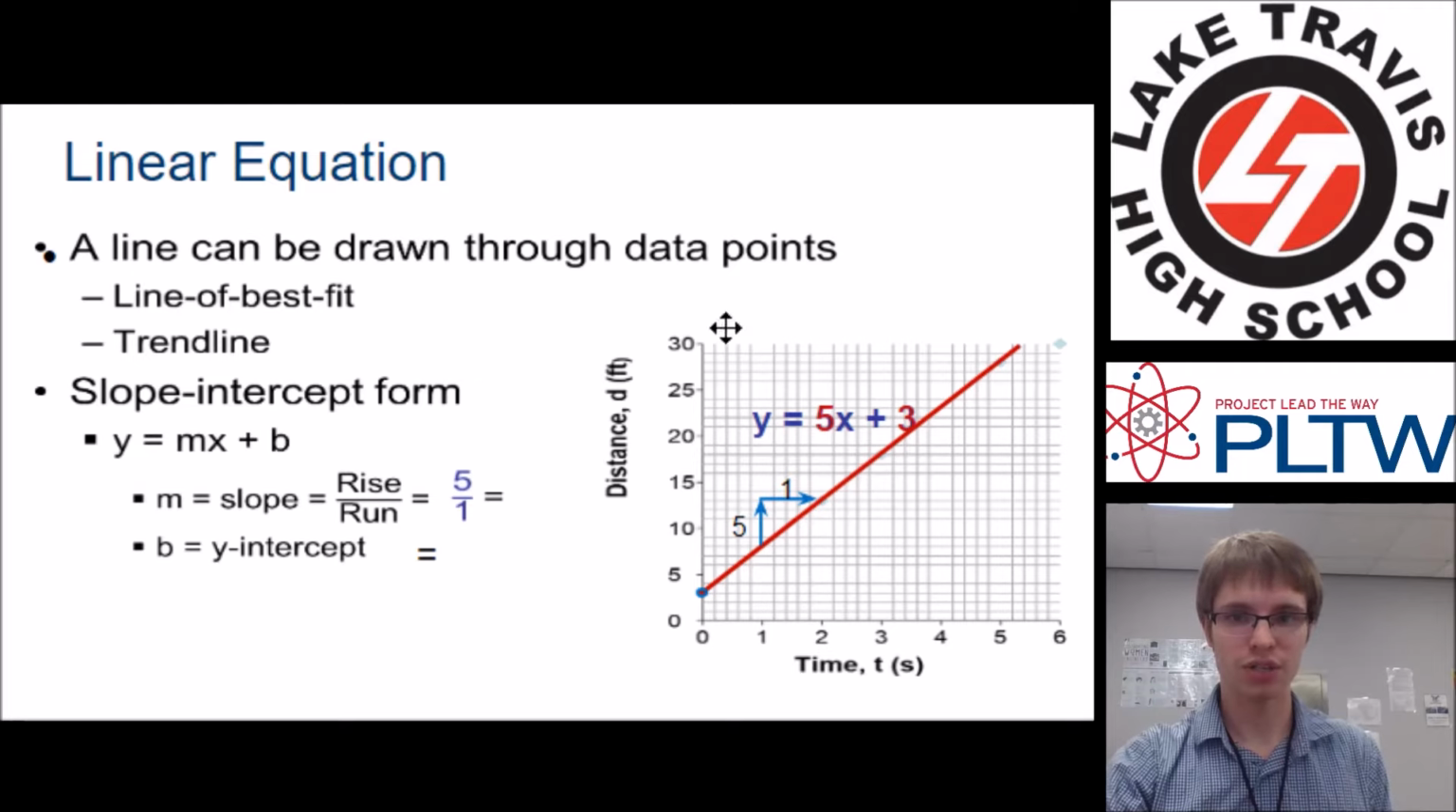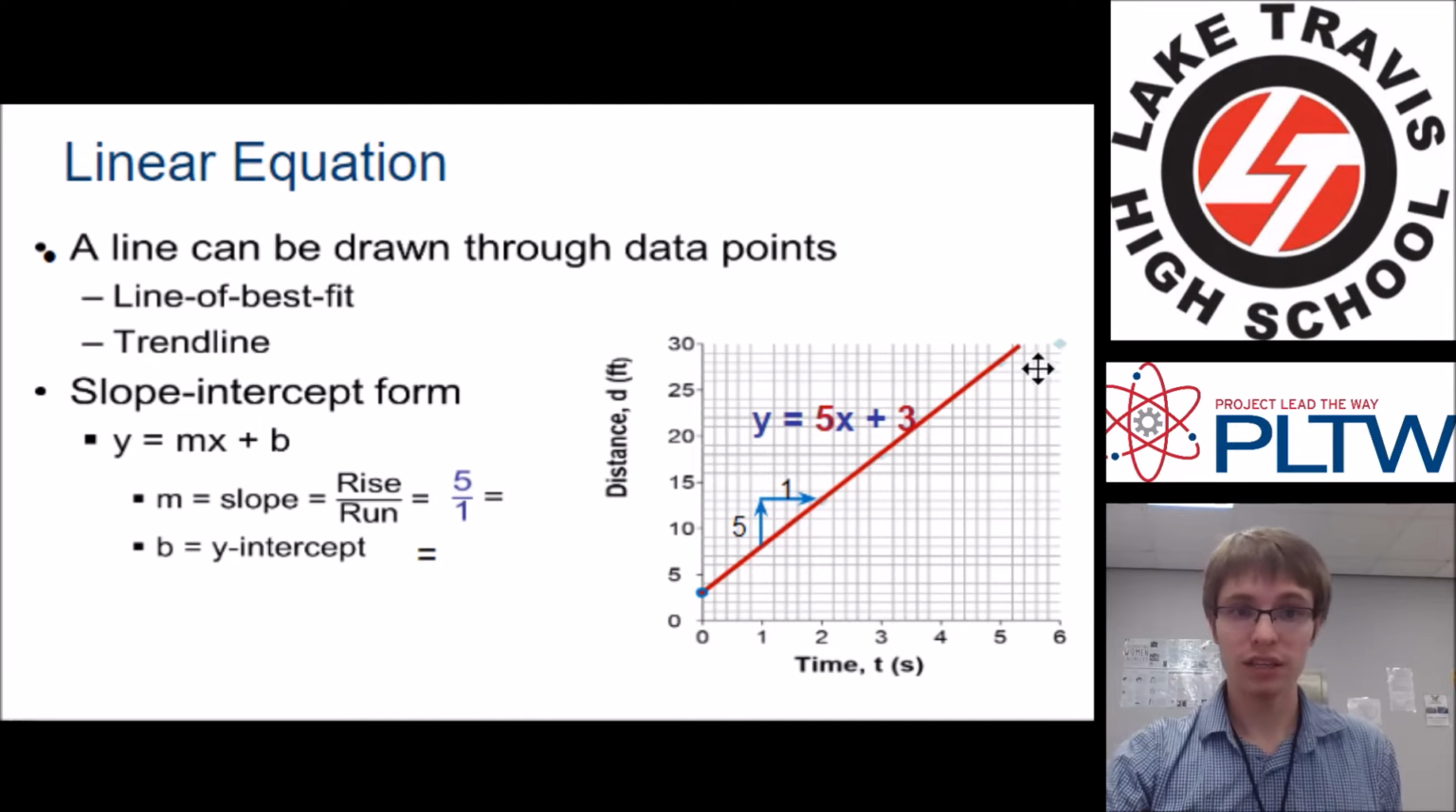Okay, and here's our equation like I talked about. If I go over by 1, I'm moving up by 5. You can calculate the slope by rise over run. How much do I rise from this point? I rise 5, and then how much do I run to get to the line again? I run by 1. So it's 5 over 1, which is 5.